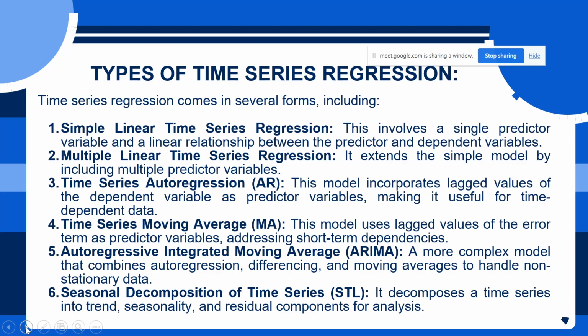So in simple linear time series regression, there is a single predictor variable, and the relationship between the two variables is assumed to be linear. This means that the dependent variable is assumed to increase or decrease linearly with the independent variable. I'll give you an example. Let's say that we are interested in predicting the monthly sales of a product based on the amount of advertising spent that month. We can use simple linear regression to model this relationship.